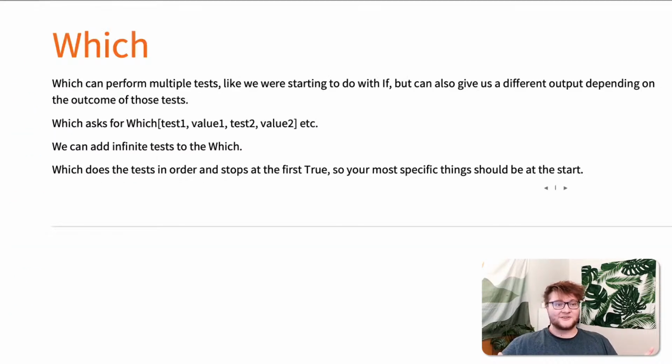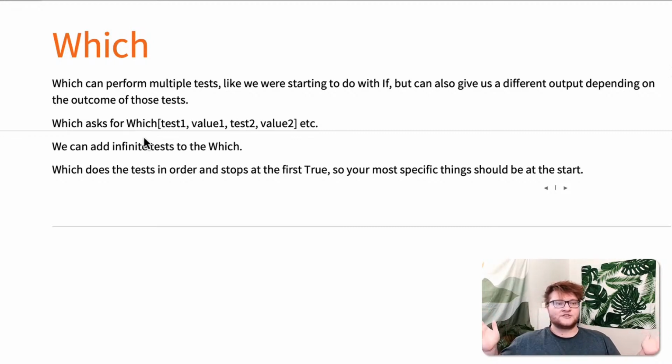Great, so now we're going to look at the function Which. Which is a little bit more complicated but it's also much more useful. Which can perform multiple tests, which we're starting to do with If, but it can also give us a different output depending on the outcome of each test. So the structure of Which is that the function is Which, and then the inputs are test1, and then what happens if test1 is true, and then test2, what happens if test2 is true, etc.